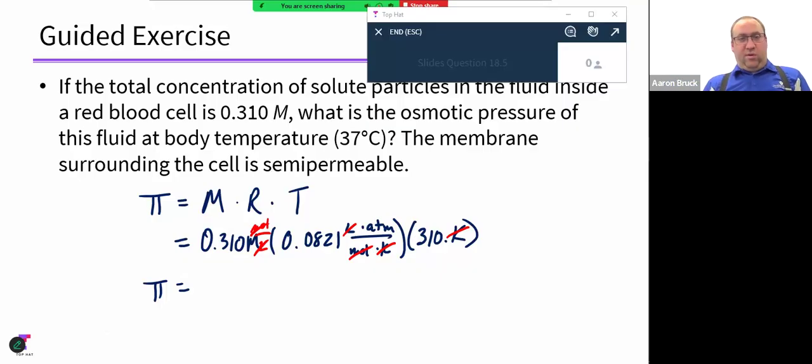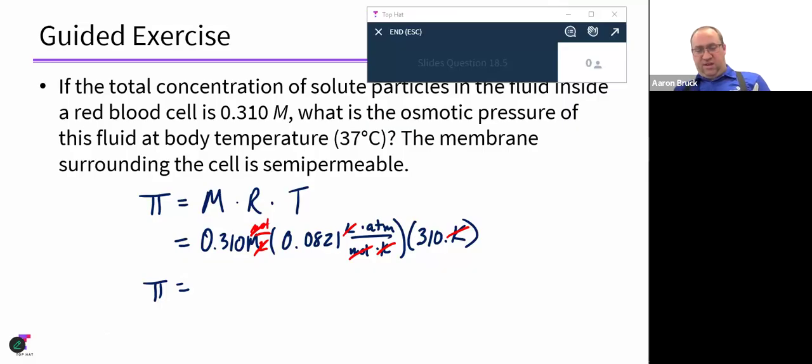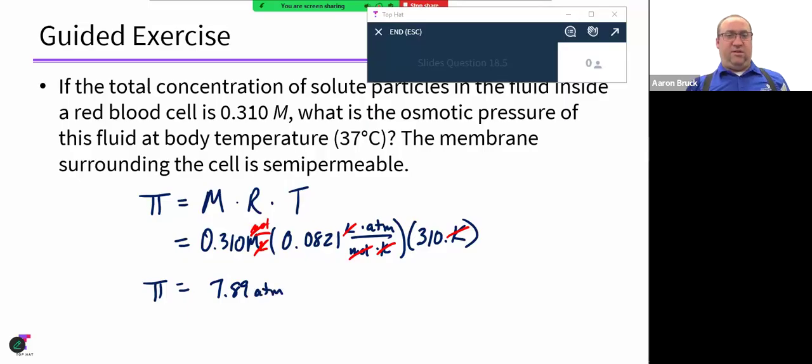So 0.310 times 0.0821 times 310, to three significant figures, 7.89 atmospheres.